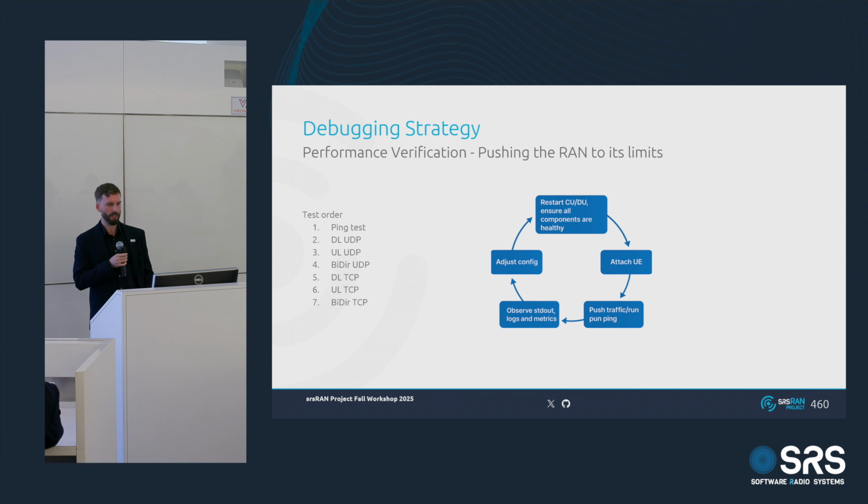Yeah, so what I usually do is first a ping test, if you haven't done this, just to see without a lot of traffic, is there connectivity? After that, I go into UDP and I test it individually, downlink, uplink, and then bidirectional traffic. And after that, I go into TCP. The general approach is I make sure the network is up and healthy, I attach the UE, I push traffic, and I observe those RAN parameters. And if I find a problem, I adjust the config and I go again until this certain step works and performs well.